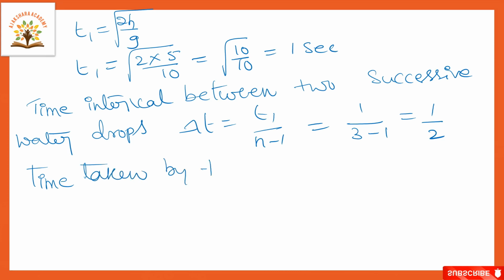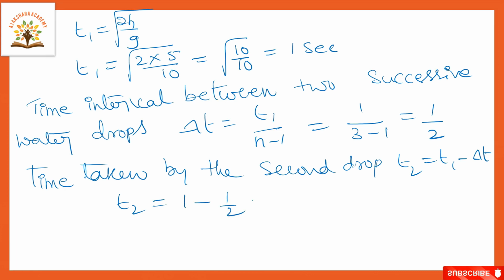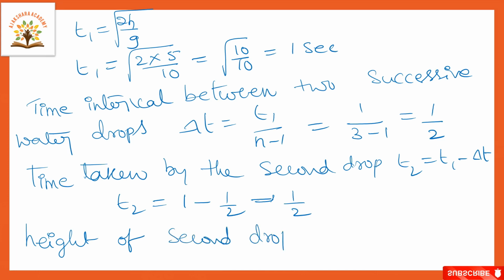Time taken by the second drop, T2 is equal to T1 minus delta T. So T2 is equal to 1 minus 1 by 2, we are getting 1 by 2. So height of the second drop from the tap, H2 is equal to half g T2 square.